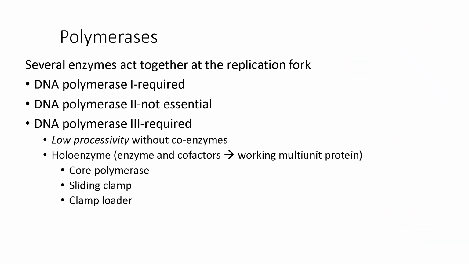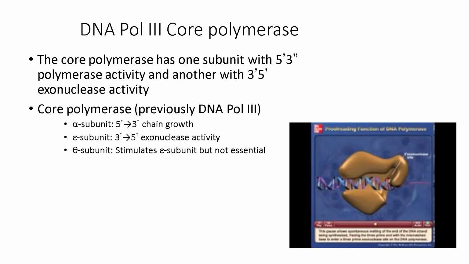3 DNA polymerases operate at the replication fork in bacteria. DNA polymerase I and III are essential, while polymerase II is not. DNA polymerase III is part of a holoenzyme complex, which includes a core polymerase, a sliding clamp, and a clamp loader. The DNA pol III core consists of 3 subunits.